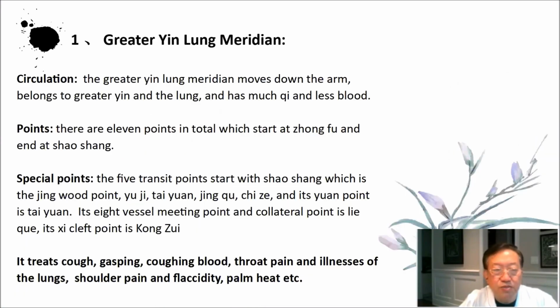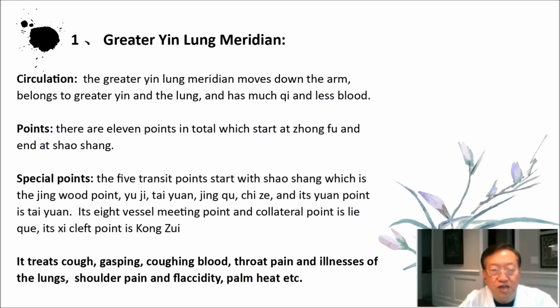4. Summary. Greater yin lung meridian. Circulation. The greater yin lung meridian moves down the arm, belongs to greater yin and the lung, and has much qi and less blood. Points. There are 11 points in total, which start at Zhongfu and end at Shaoshang.